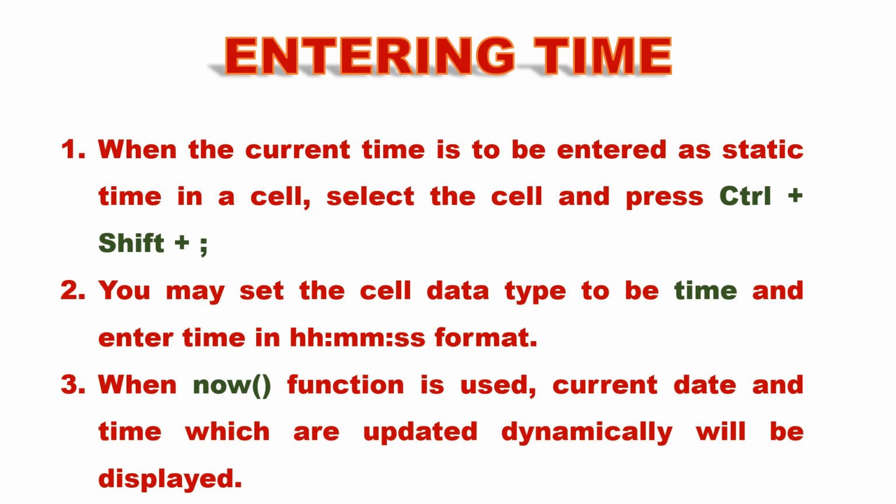Dynamic date and time can be set in a cell using the NOW function. The NOW function will display the current date as well as the current time in the cell.